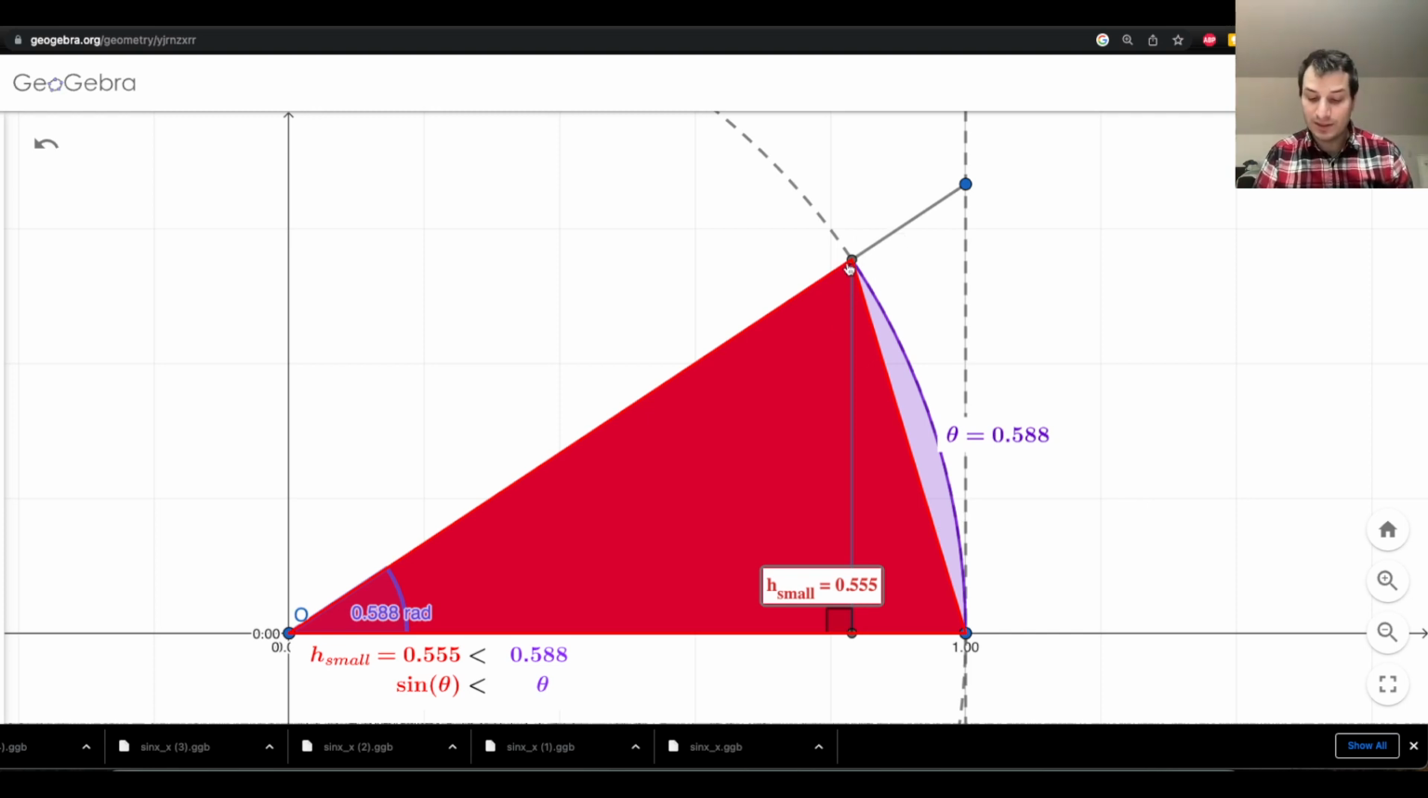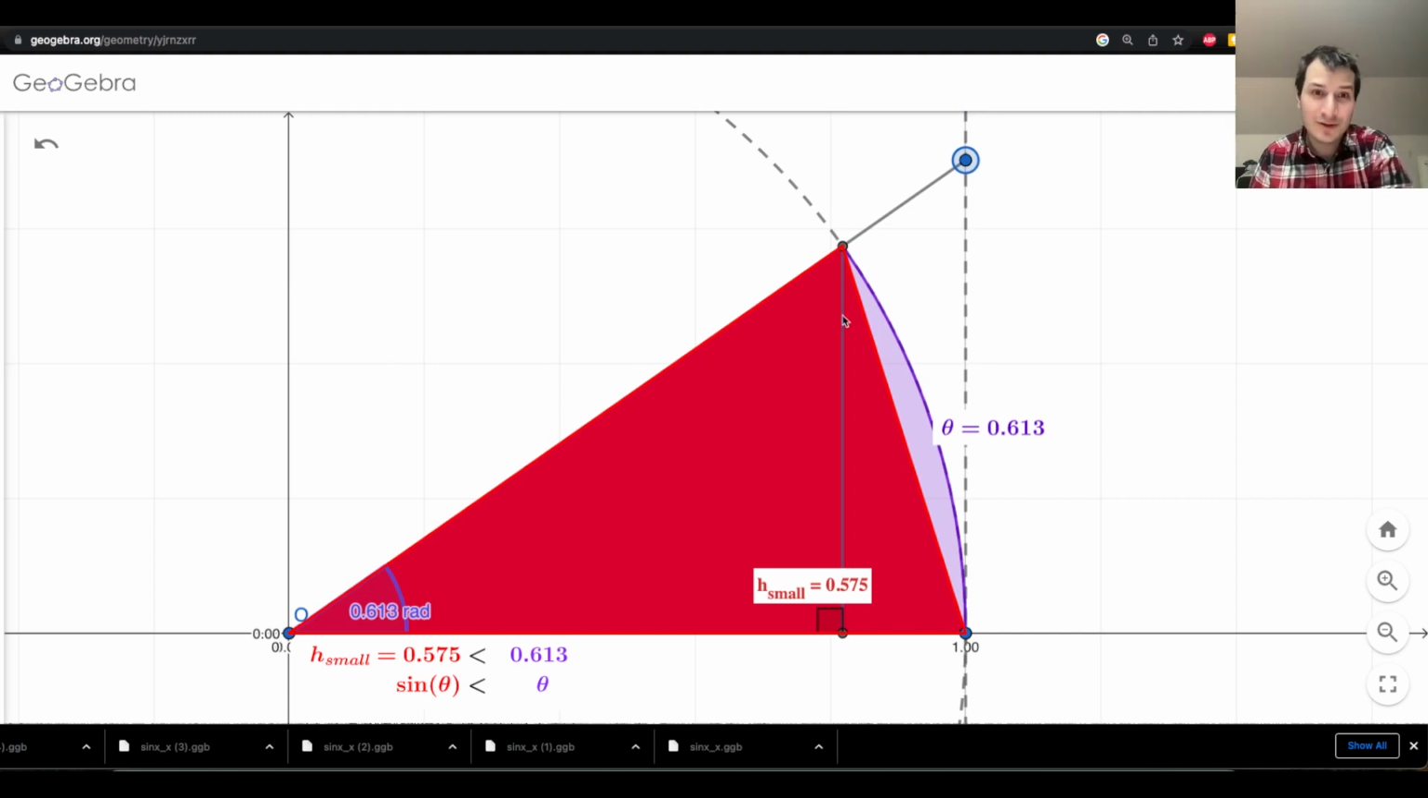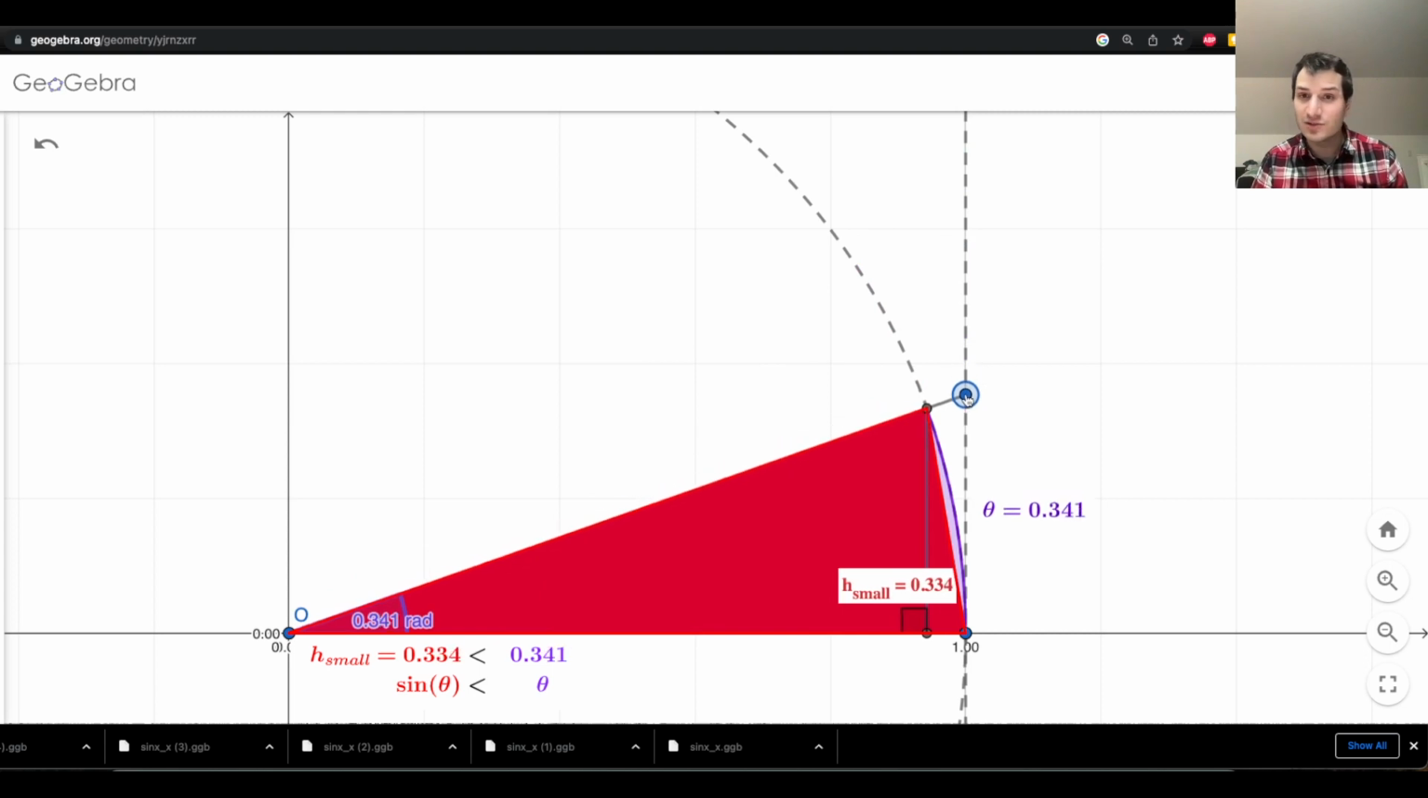So the arc length on a unit circle is exactly the number of radians of that arc, which is exactly theta. So this height is h small, this distance is theta, and by looking at the picture, we can see that h small is less than theta. And this works no matter what angle you pick. So no matter what angle you pick, it's always going to be true. On the other hand, h small turns out to be exactly the sine of theta, and we'll see why that is true in a second. And because h small is exactly the sine of theta, we have proven that the sine of theta is less than theta. The height of the red triangle is less than the arc length, so sine theta is less than theta. And this approximation gets very, very close the smaller the angle is.